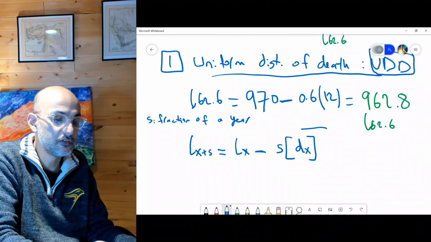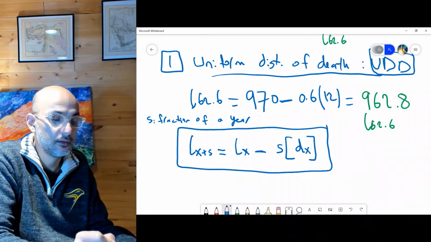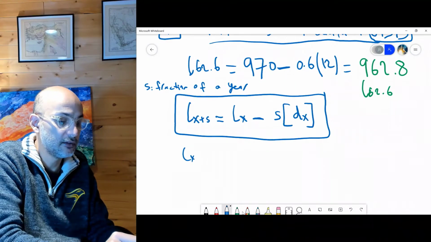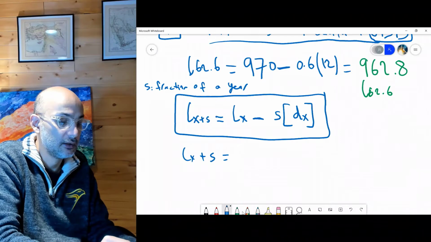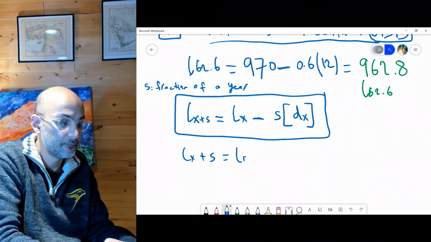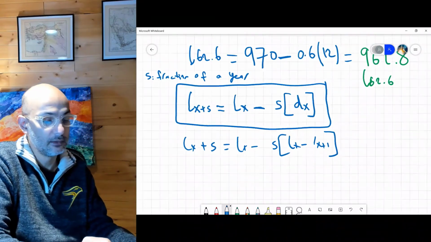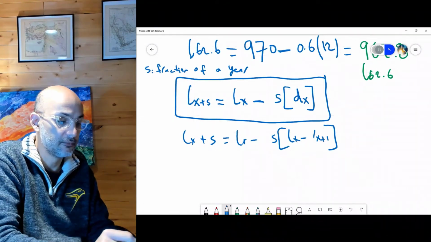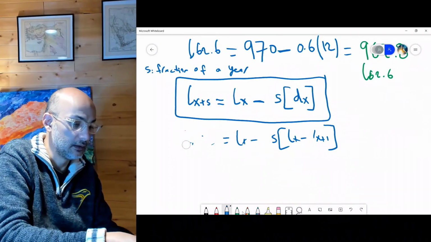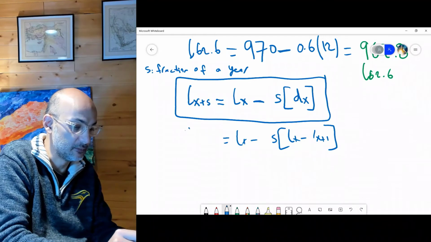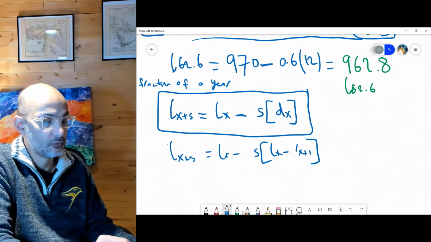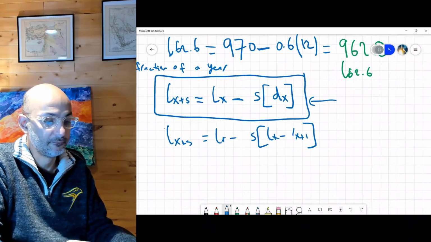Simple. You can memorize it, or you can write it also. L(x+s) is equal to L(x) minus s times (L(x) minus L(x+1)). All of them give you the same result, just different notation but the same logic. I wanted to take this one further.